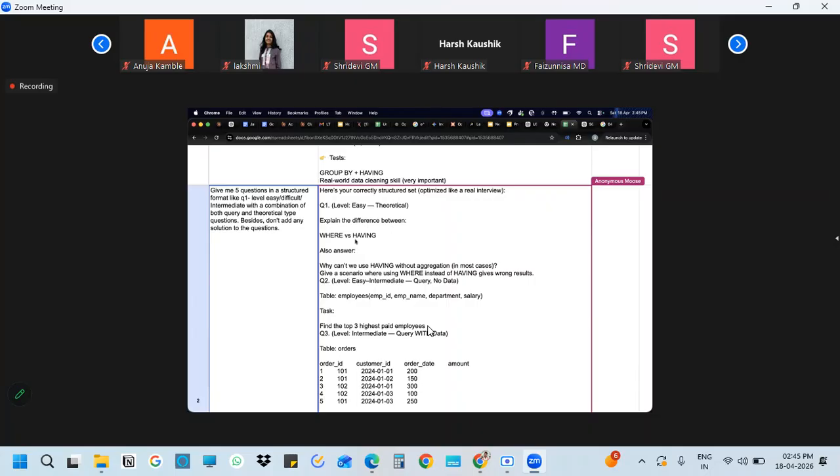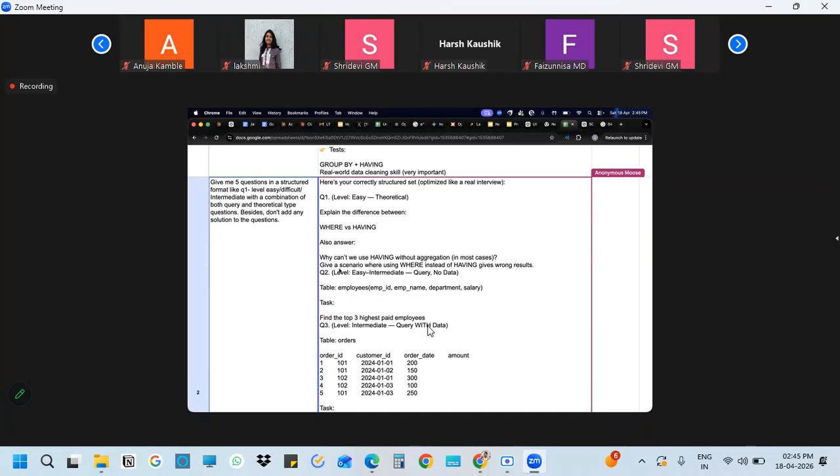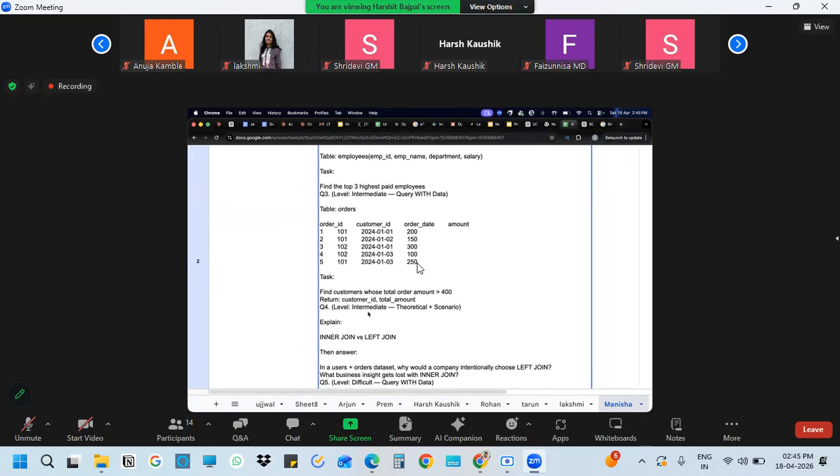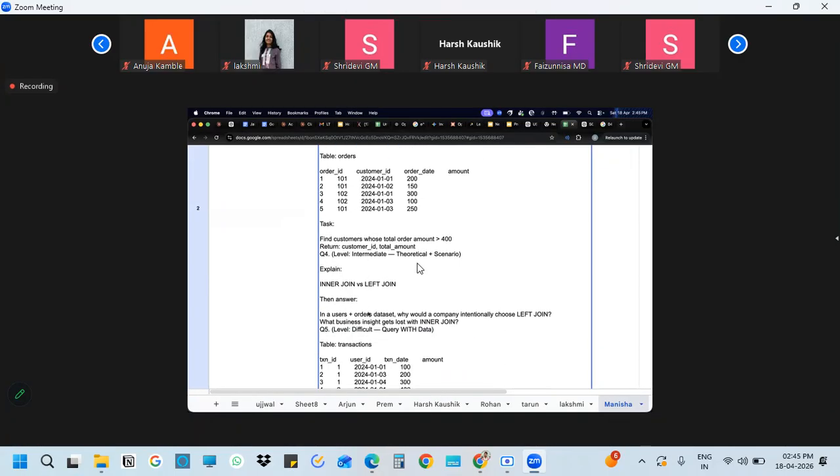Explain the difference between where and having. This is a follow-up question. Why can't we use having without aggregation? We are not looking for follow-up questions for now. That will be a different field. That will be a different column. So this is one thing which I feel we should not have for now. The rest of the things are good, sort of what we wanted to do.